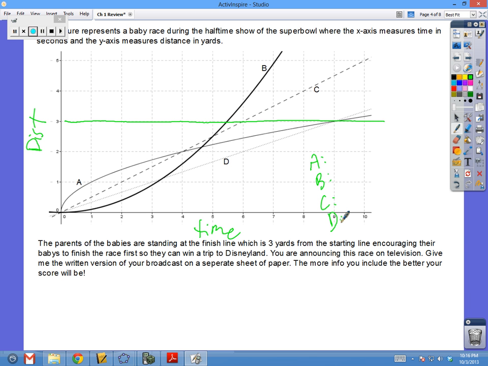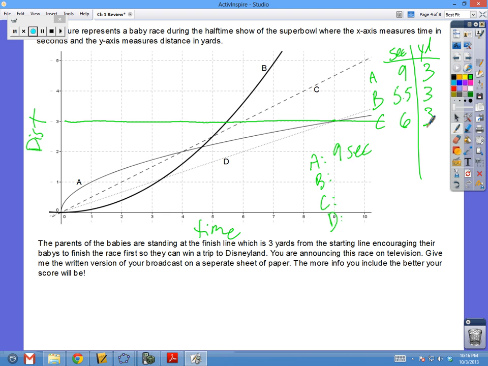Baby A is going to finish. He's going to reach the finish line right here, which looks like it corresponds with 9 seconds. So baby A, this is seconds, this is yards. Baby A goes 9 seconds, 3 yards. Baby B, B is the dark black one. Baby B hits 3 yards, kind of between 5 and 6 seconds. So let's say baby B is 5.5 seconds. He hits 3 yards. Baby C is the dotted line. Baby C hits it right here, right at 6 seconds. Baby C is 6 seconds, 3 yards.